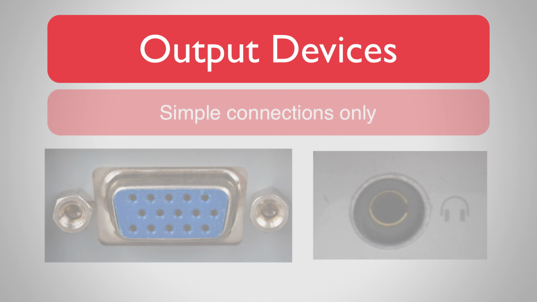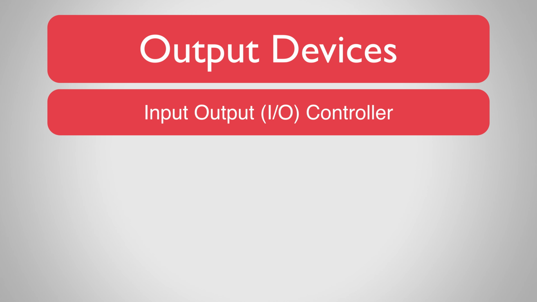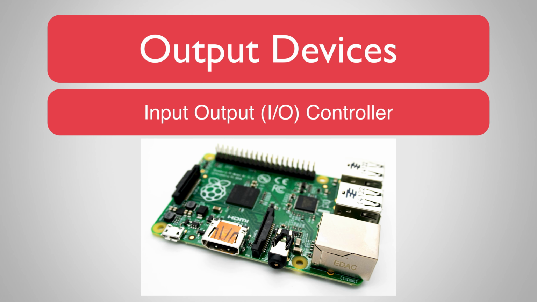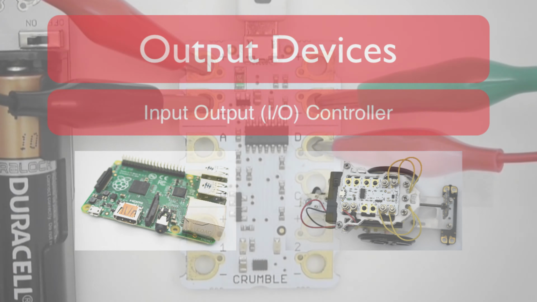To operate other hardware, such as bulbs, buzzers or motors, an input-output controller, often known as an I/O controller, may be required. These can be added to desktop computers, but the simplest thing to do is to use a computer that has this built in, such as the Raspberry Pi or the Crumble from Redfern Electronics. Let's take a look at the Crumble computer.